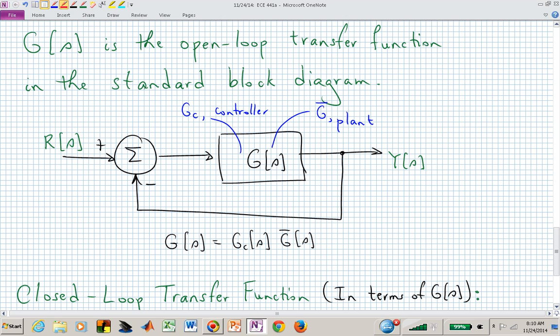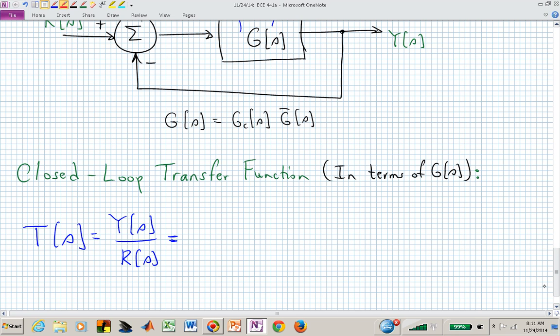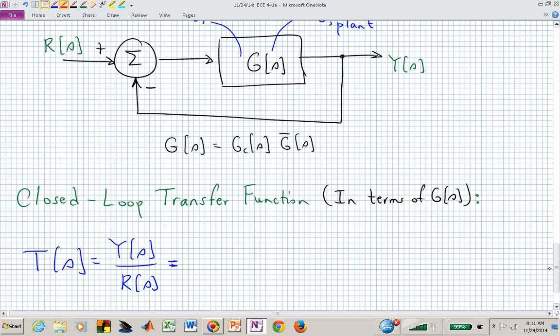Typically, I get lazy and I just say G for the forward block, but that might actually be the combination of a controller, let's say G sub C, and a plant G bar. I've just multiplied all of those together. I now have this transfer function G, and I need to sketch its Bode plot. If I have that G in this standard block diagram configuration, what's the closed loop transfer function expression in terms of G of S?